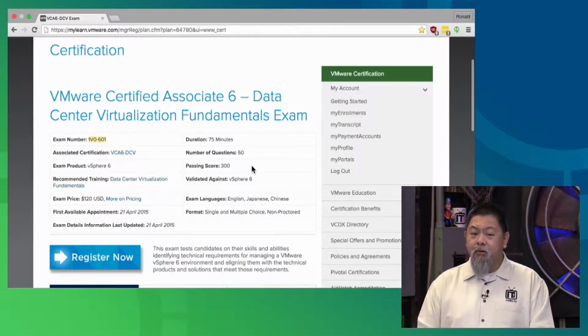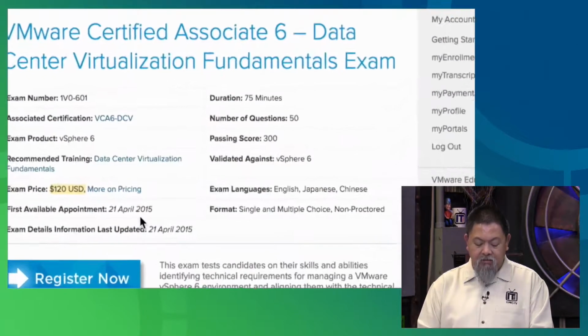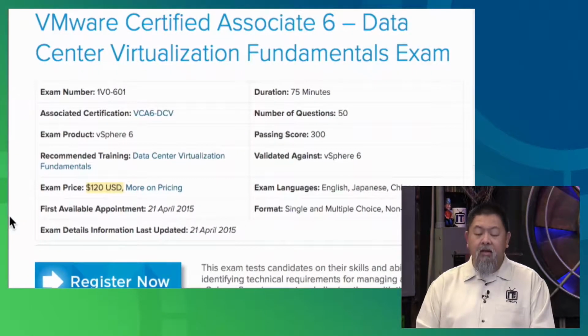The other thing that most people are concerned about is that there is a price associated. Currently, the price associated with this is going to be about $120 US. So make sure you note that when you go to pay for the exam. Okay?